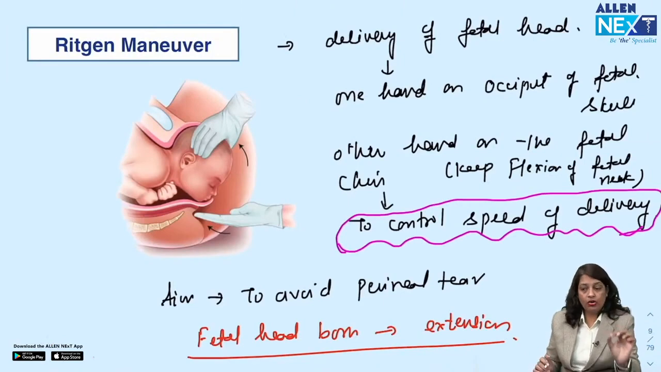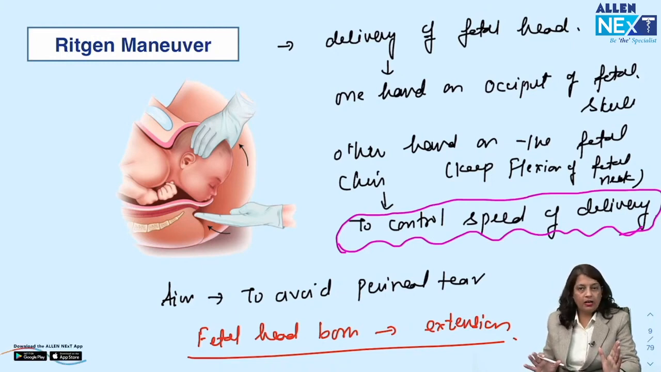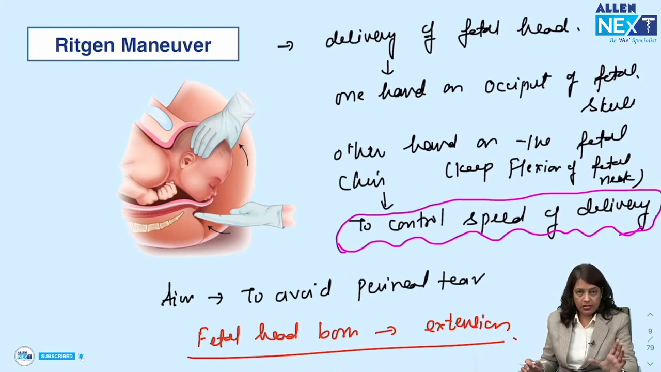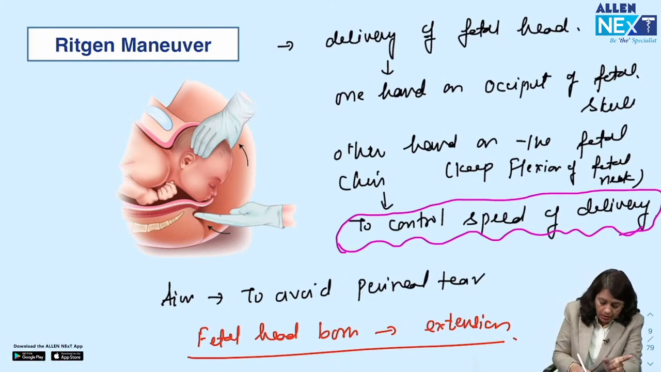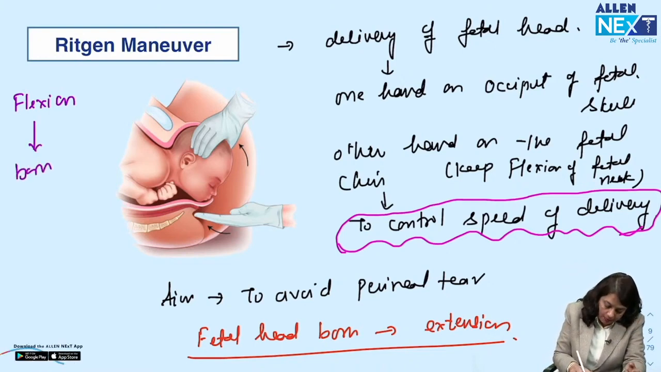Now, this is Ritgen's maneuver. This is something which is important, and for the questions I have taken a lot of time to select and make for today's discussion. Ritgen maneuver is for normal delivery, where, remember, the head of the baby is in flexion, and maintaining the flexion of the neck, the head will be born by extension.